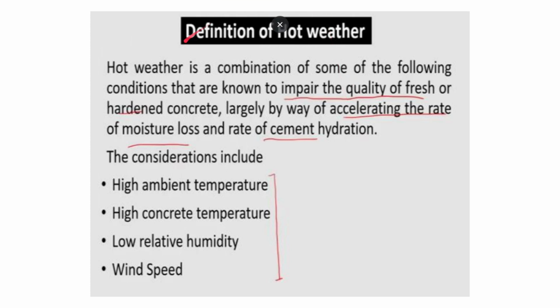So basically, what is hot weather? Hot weather is a combination of some of the following conditions, okay, that are known to impair the quality of fresh or hardened concrete, largely by accelerating the rate of moisture loss and the rate of cement hydration. So mainly these two factors are affected by hot weather. One is the accelerated rate of moisture loss, okay, and the second is the rate of cement hydration. It is so high that it also adversely affects the quality, okay.